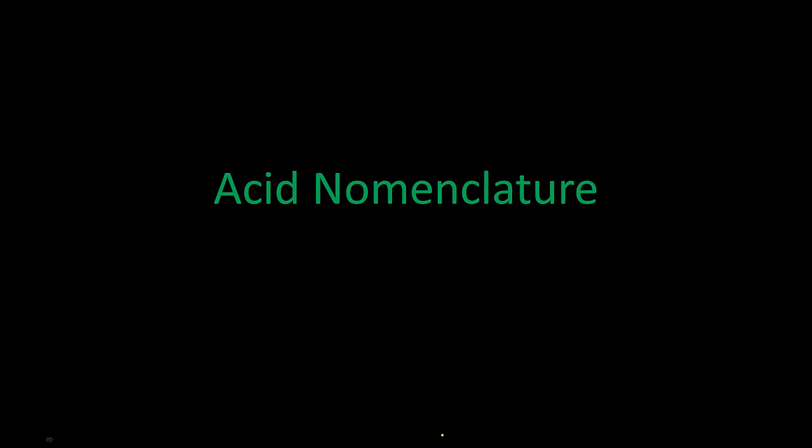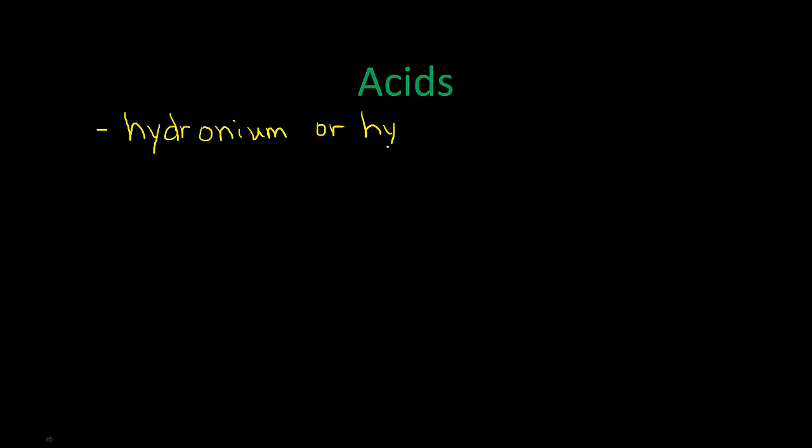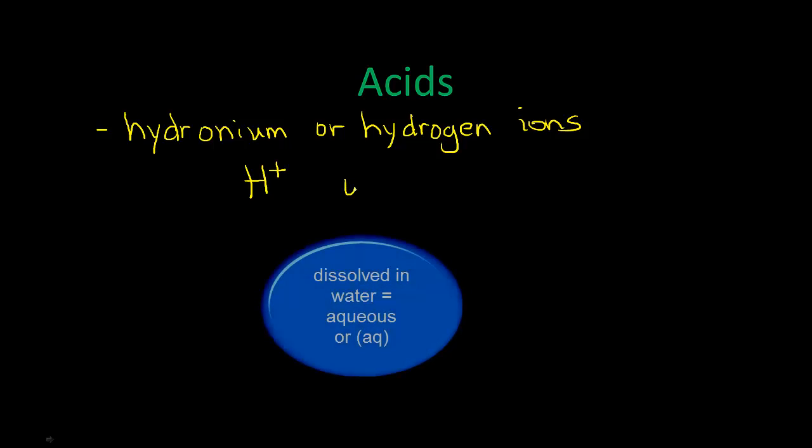Okay guys, now we're going to talk about acid nomenclature, or how to name acids or write acid formulas. The traditional definition of an acid is a compound that breaks off into hydronium or hydrogen ions when dissolved in water. And that is H+ when dissolved in water.